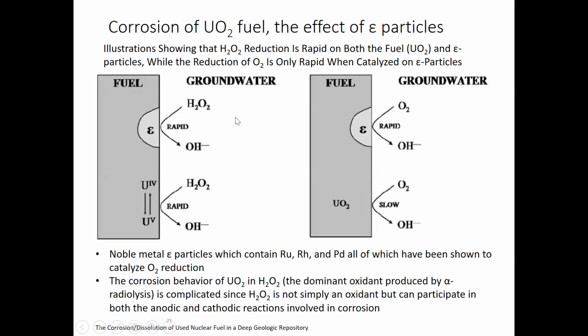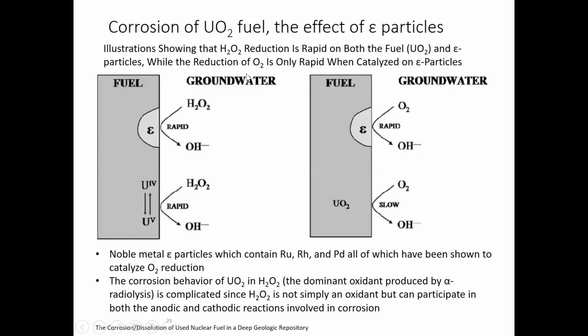But what can also happen is these so-called epsilon particles can play a role. In this case, they can catalyze the reaction of peroxide to form hydroxide, so its reduction in a way that doesn't result in the oxidation of uranium. And so this is very important and interesting, this reaction that these epsilon particles can catalyze, because essentially what it's doing is it's removing some of that peroxide from oxidizing the fuel.